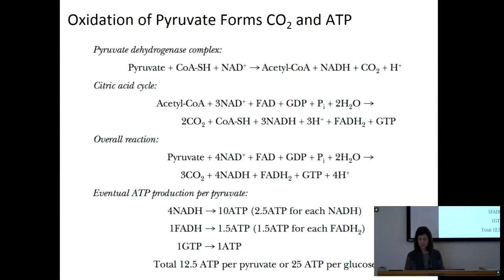That one FADH, there's supposed to be a 2 here. I apologize. I didn't write it here. We only get 1.5 ATPs, and the GTP can be exchanged directly for an ATP. So per molecule of pyruvate, with the pre-citric acid cycle and the citric acid cycle put together, we get 12.5. But remember, we get 2 pyruvates for every molecule of glucose. So we have 25 ATPs per glucose. There's some good money there. It's worth it to do your Krebs cycle.